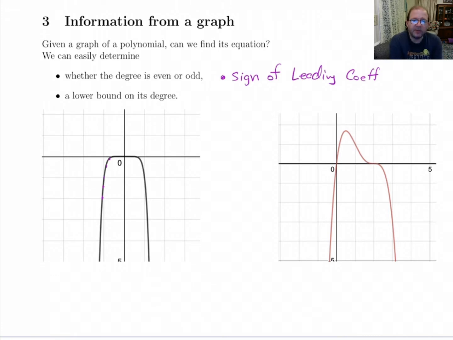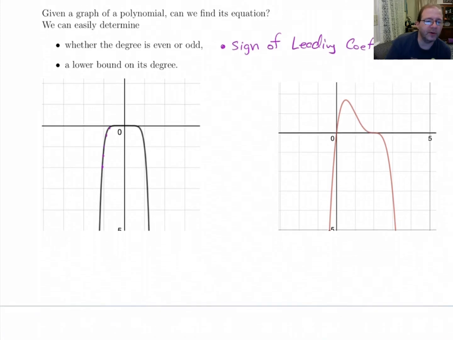It's not impossible to do that, but in order to figure it out exactly, you'd have to do a lot of work, it could get complicated. But we can determine some basic stuff about it. We can determine whether the degree is even or odd. We can determine the sign of the leading coefficient. And there are a few things we can do that'll give us a lower bound on the degree. So let's just do these examples and we'll kind of talk through what's going on.